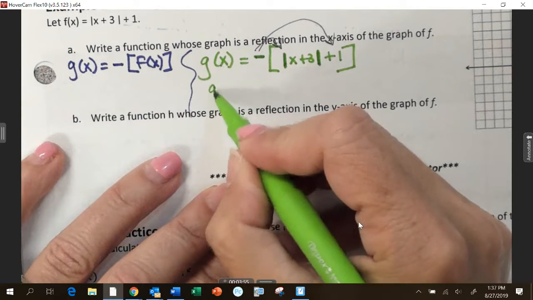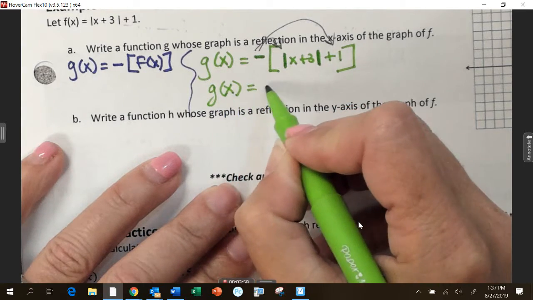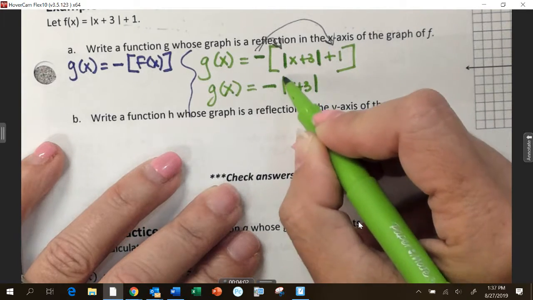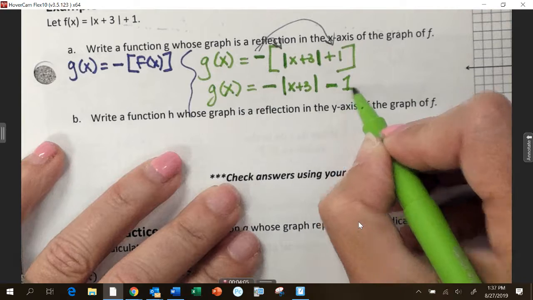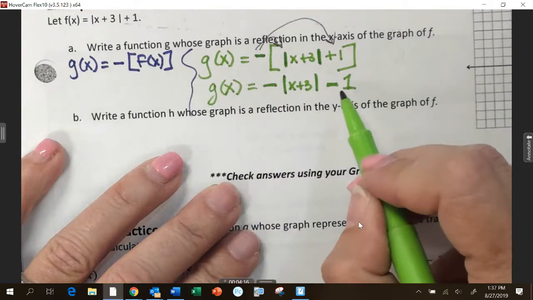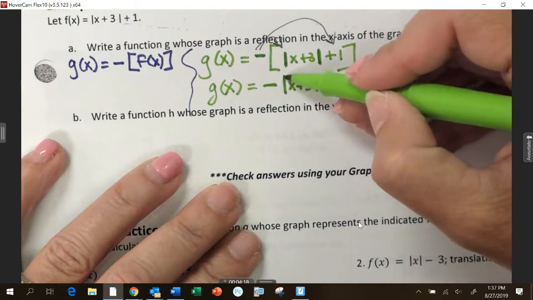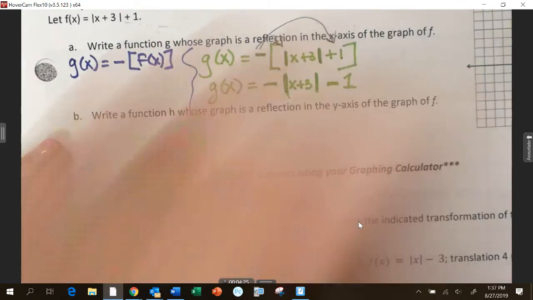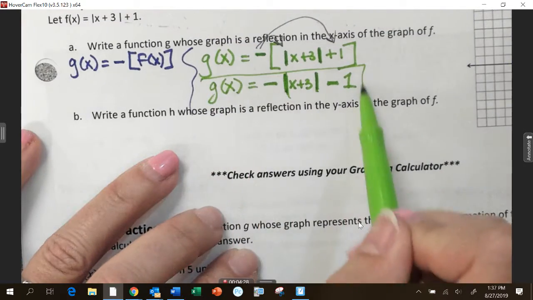My next step is going to look like this. G of x equals negative absolute value x plus 3 minus 1. Where did I not distribute the negative sign? I did not put it inside the absolute value. It went on the outside of it, and it went to the 1. This is kind of like a big old wall that negative cannot cross, cannot penetrate. So it just goes on the outside. And then that's all you can do for that one.